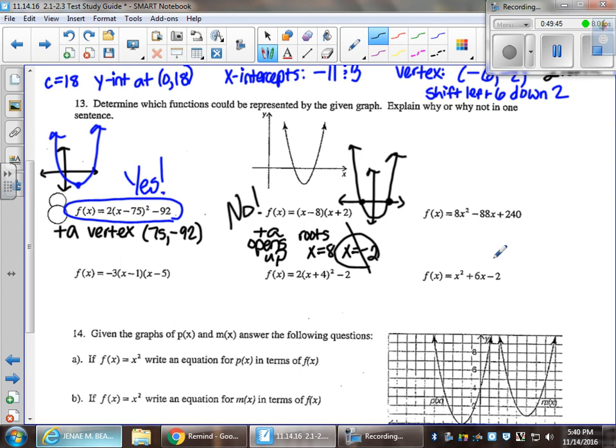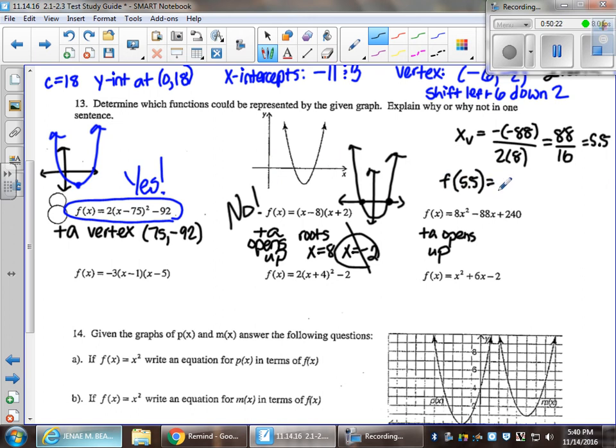8x squared minus 88x plus 240. I can calculate the vertex. I know it opens up. Positive A. Opens up. Calculating the vertex for this one would be negative B, so negative 88 divided by 2 times 8. That's 88 divided by 16, which is 5.5. All right, we're still in good shape. 5.5 is to the right, so we got to figure out f of 5.5.